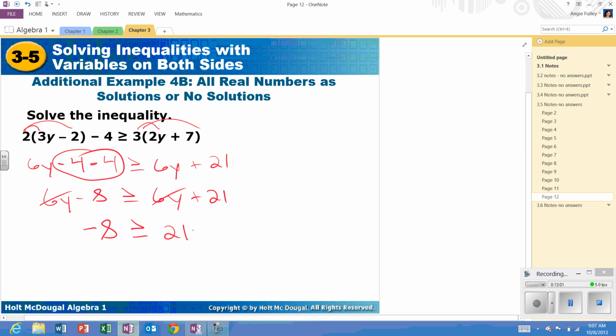All right, we need to check, is this inequality true? Is negative 8 greater than or equal to 21? No, that is not true. So therefore, this is no solution. So again, you can't decide if it's a no solution inequality until you check at the end if it's actually a true statement. And that is all.